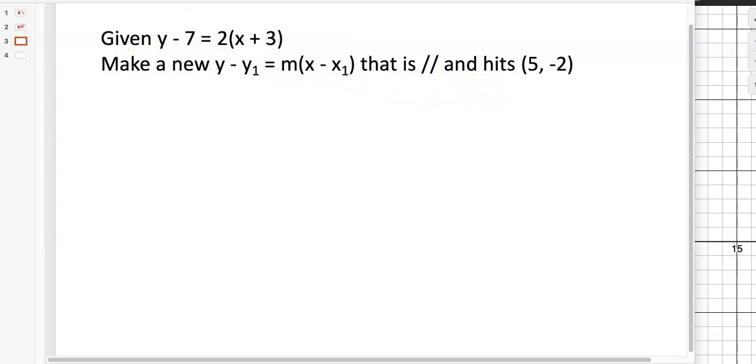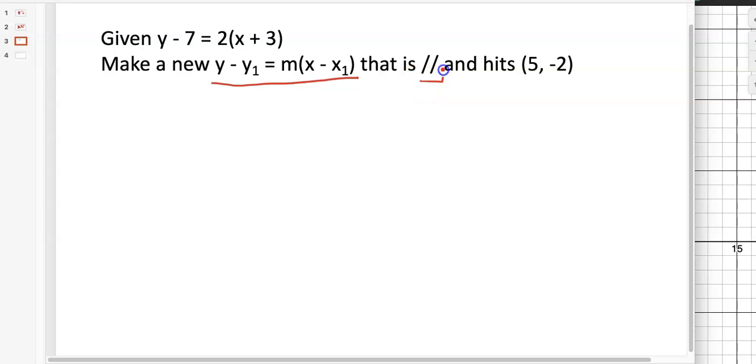This time I need to make a new equation in point slope form that is parallel and hits a new coordinate point. So here's the original equation. It's y minus 7 equals 2 times x plus 3. I need to make a brand new one of these that is parallel and hits 5 and negative 2.